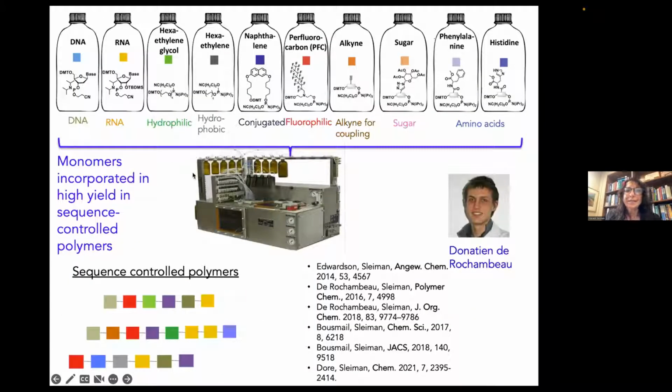And literally what you do is you add them to different bottles on the synthesizer and ask the synthesizer to create these sequence-controlled polymers in any sequence that you want, by programming them as additional bottles in the synthesizer. And as a result, now you can expand the number of interactions that DNA and RNA strands can engage in by a lot, just by adding a handful of these different unnatural DNA molecules.